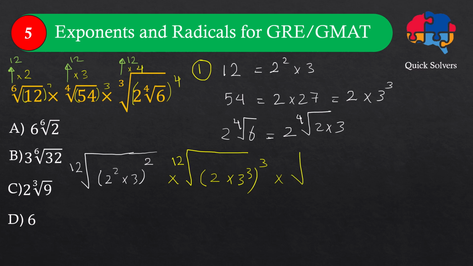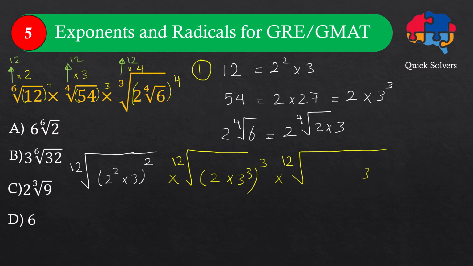And for the last term, the index is 12, and we have 2 times 3, and the index is 4 to the power of 4. Okay? And now you see this 4 and this 4 cancel out each other, so I can directly write this. And this is 2 to the power of 4, okay? Maybe I skip that step. Maybe I can write it again.